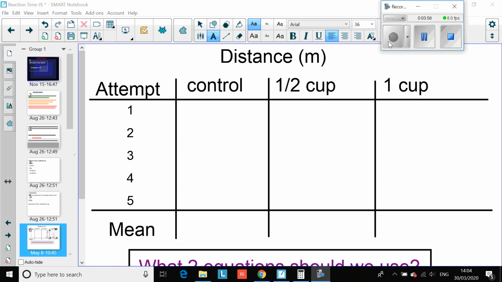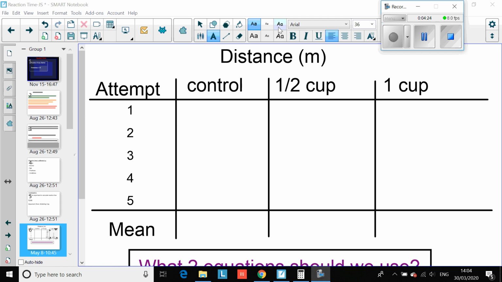Okay, so the first thing you're going to do is draw up a table like this, and you're going to need to find a ruler. And what you are going to do is hold your hand out open with your thumb pointing up, and you're going to get someone to drop the ruler, and you're going to try and catch it. Now, it's important that you don't give them a countdown or anything like that. You just surprise them, drop it when you can, and you are going to catch it as quickly as you can.